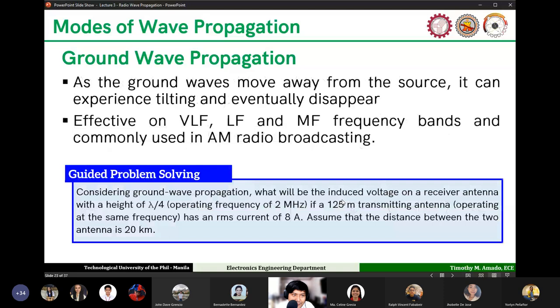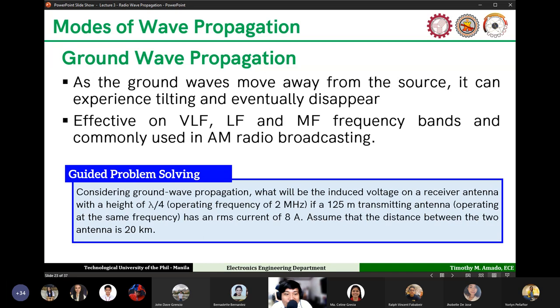Ano ba yung mga AM radio station na alam nyo? DC double B, mga ganun? Yung mga frequency, di ba nasa kilohertz lang yun? Yung sa IS-30, 630 kilohertz lang yun.